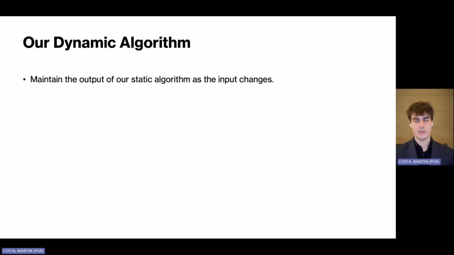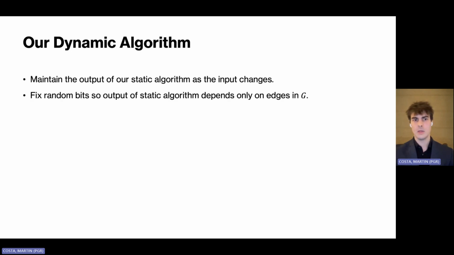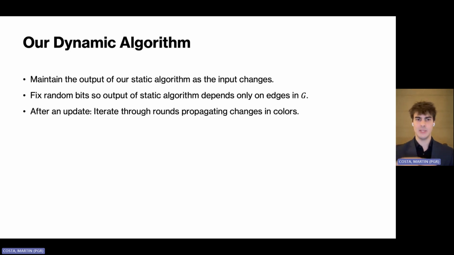So how can we dynamize this algorithm? The idea is that we basically just have a dynamic algorithm that explicitly maintains the output of the static algorithm at every point in time. Okay, so we can fix all of the random bits used by the static algorithm in advance. So all of the random bits used for the subsampling and for the sampling of colors during the run of these Nibble algorithms on the subsampled graphs and so on. And this basically means that it completely fixes what the output of the algorithm should be at any point in time, and it's completely determined by simply the edges that are present in the graph. And after an edge is either inserted or deleted, we can then basically just iterate through these rounds and propagate the changes in the coloring in order to see which edges are supposed to be changing colors.